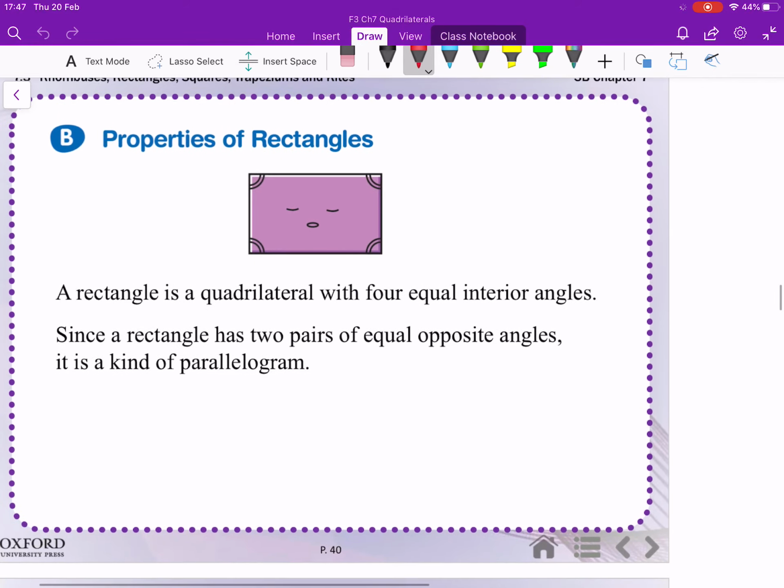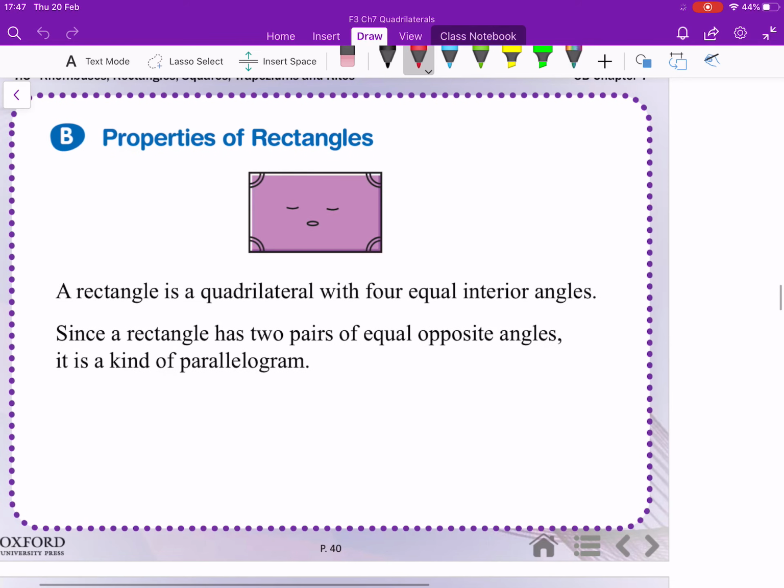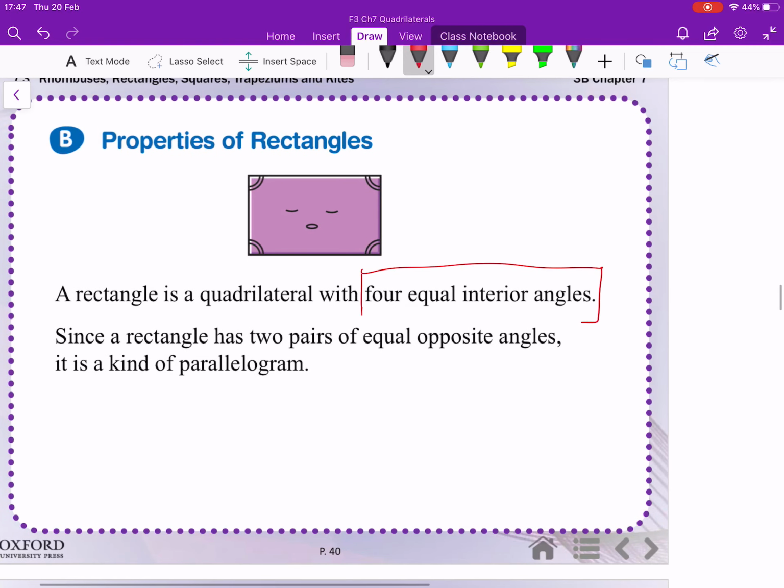Okay, and then we can go to rectangles. I know that you have so many properties of rectangles, for example, 4 90 degrees, opposite sides equal, and so on and so forth. But actually, mathematically, we usually use this one as the definition of rectangle. It means when you have any quadrilateral and you find that the 4 interior angles are all equal, we can say that this is a rectangle.